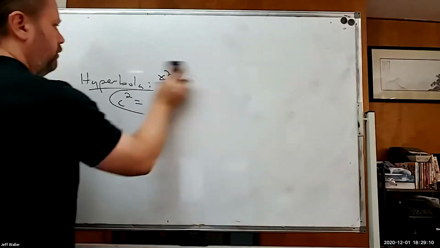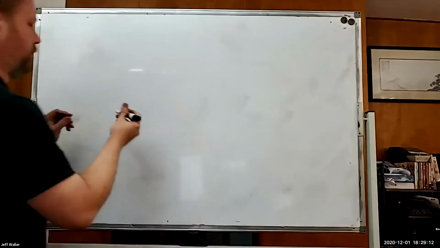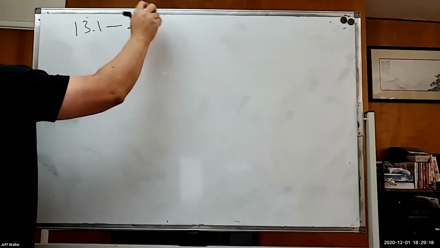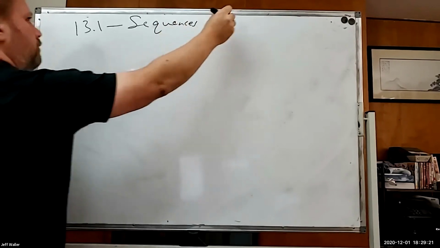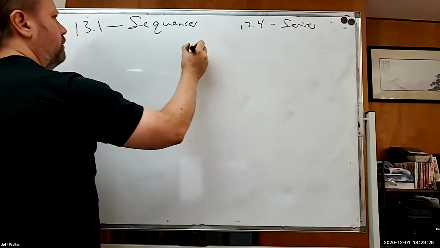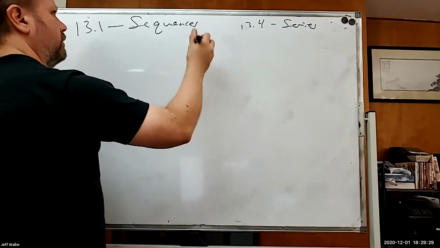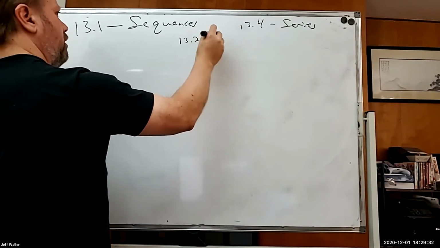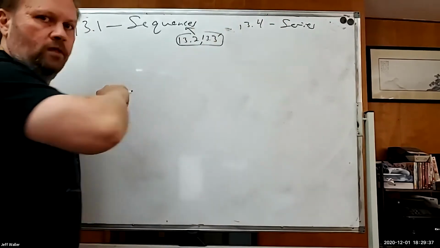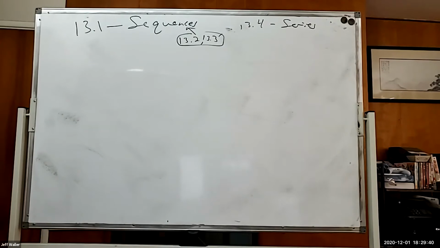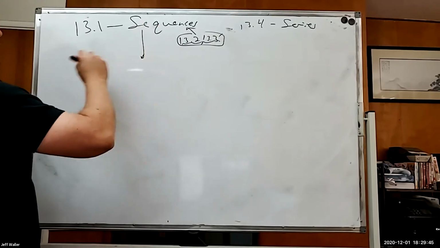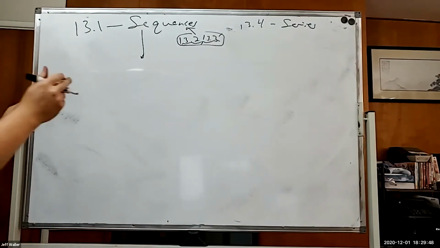So, little baby step. The two main things in chapter 13 that I wanted to focus on: 13.1 is about sequences, and 13.4, I think it is, is about series. 13.2 and 13.3 are about specific sequences that lead into this anyway. We'll talk about those probably tomorrow, but tonight I want to talk a little bit about this. Here's a basic sequence.